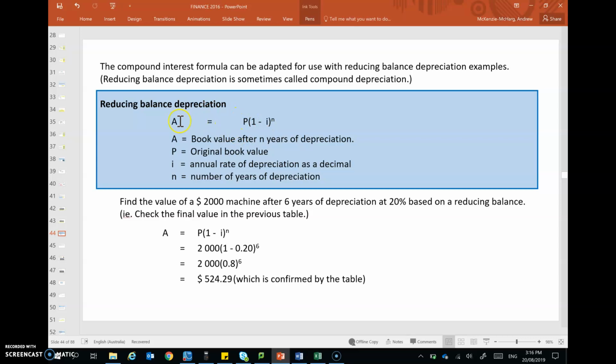The other method is reducing balance depreciation. It looks a bit like the compound interest formula, but there's a minus in between there rather than a plus. This says that the book value after a certain number of years of depreciation is equal to the original cost, times bracket 1 take the annual rate of depreciation as a decimal, to the power of the number of years of depreciation. So it's very similar to compound interest, except it's going to go down in value, not up in value.